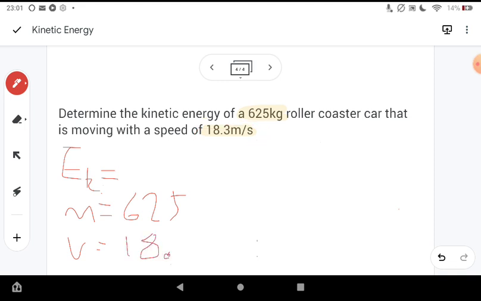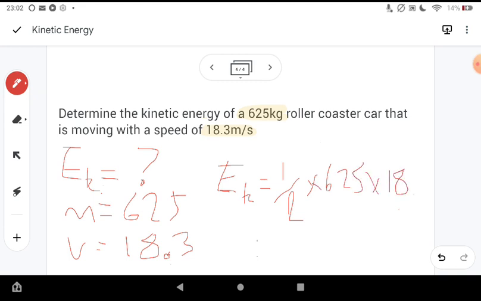Because we're talking about a roller coaster, this is going to be a big number, right? So that's kind of my check at the end. If I get a big value, I know I'm probably right. Now, the kinetic energy, I don't know. So that's going to be the subject of my equation. So EK equals, and then I'm going to just plug the numbers in: half times mass, which is 625, times my speed squared, which is 18.3 squared.